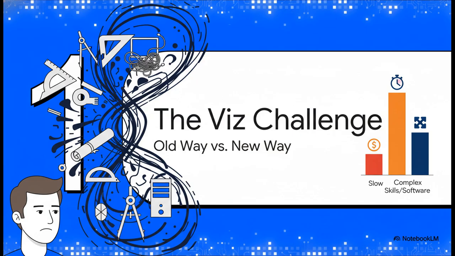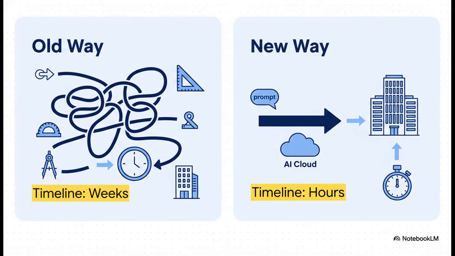Okay, so first, let's just be real about the old way of doing things. Creating these kinds of high-end architectural visualizations has always been a huge pain. It's slow, it's super expensive, and honestly, it takes a whole arsenal of complex software and skills. And this slide right here, it just lays it all out. The traditional path, man, it took weeks. You had all this meticulous 3D modeling, texturing, lighting, and then you had to wait and just keep waiting for those renders to finish. But the new way, the AI way, it's all about smart prompting and letting the AI do the heavy lifting. We're collapsing a timeline from weeks down to just a few hours. That's not a small improvement, it's a complete game changer.